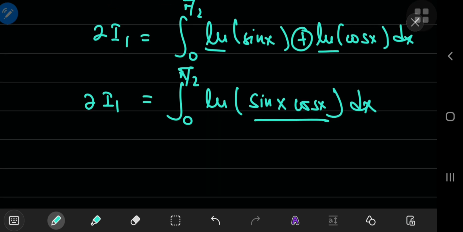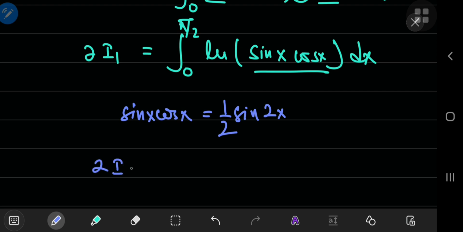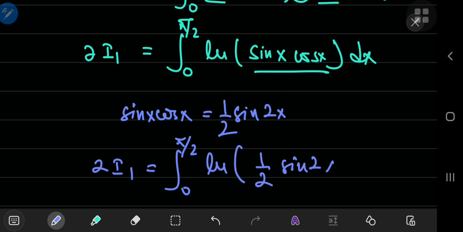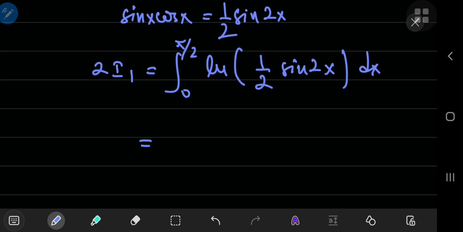Now this expression for 2 times I1 is also pretty familiar. If you look at the argument of the natural logarithm, this term of sine x times cosine x is actually pretty familiar. We do remember, right, that twice the product of sine x and cosine x equals sine of 2x. So that means that this product is just 1/2 of sine of 2x. So 2 times I1 is the integral from 0 to pi by 2 of the natural log of 1/2 of sine of 2x. And we're integrating with respect to x once again.